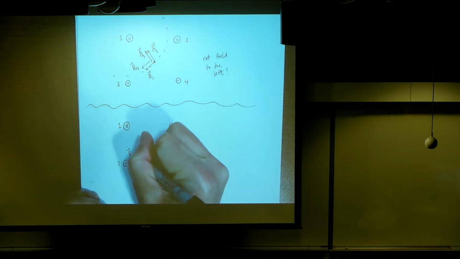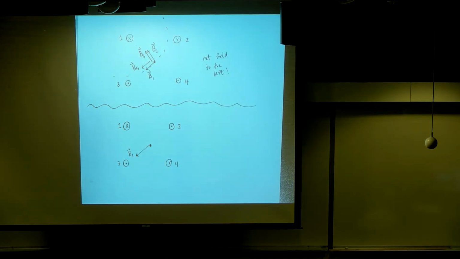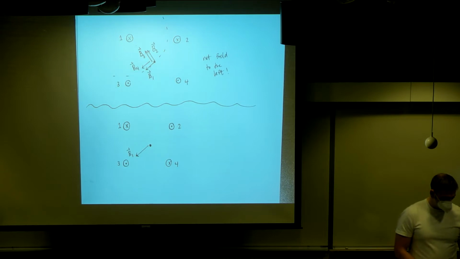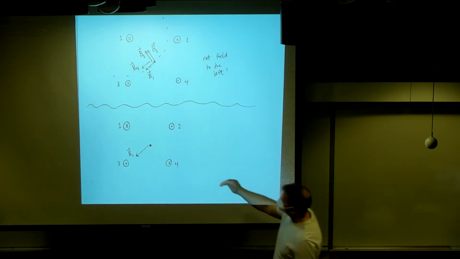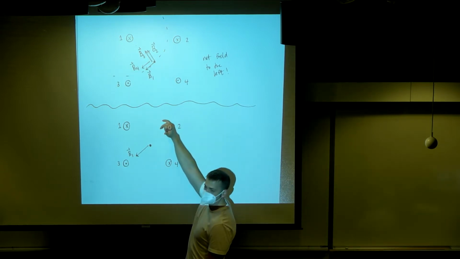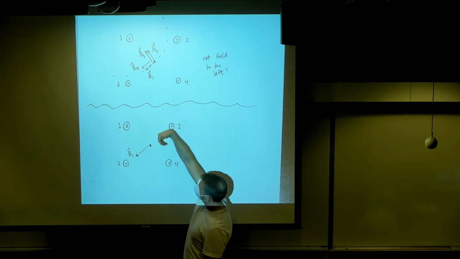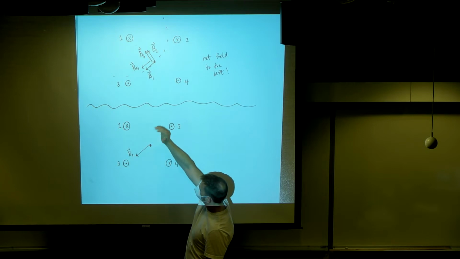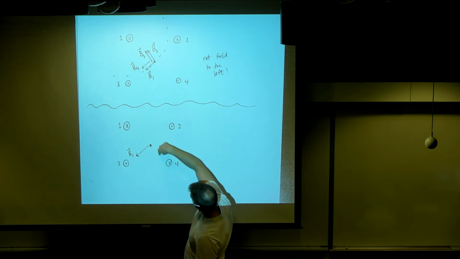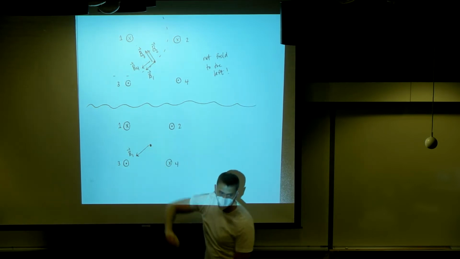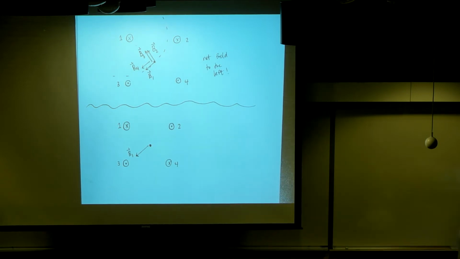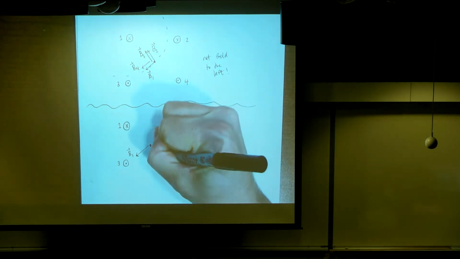All right, for number 2, the situation has changed a little bit. Now the current is coming out of the page. So we point the thumb of our right hand out of the page, and then our fingers curl in the direction of the B field. So it looks like now it's going down and to the right at this point. Make sense? So there's our B2.